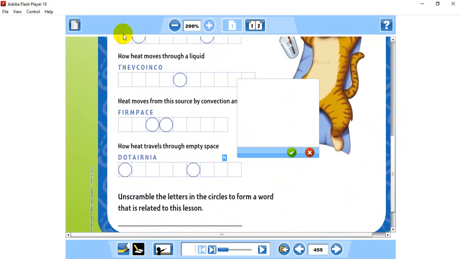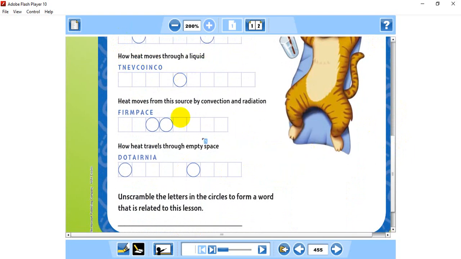Okay, how heat moves through a liquid, guys? Heat moves through by what exactly? Do you remember when I told you, when we boil the water, what will happen to the particles of water exactly? When you boil the water by using the burner, it will give radiation. So there is conduction between the container and the burner. So what will happen to the water inside the container itself?